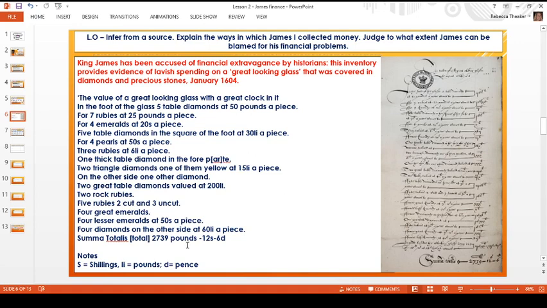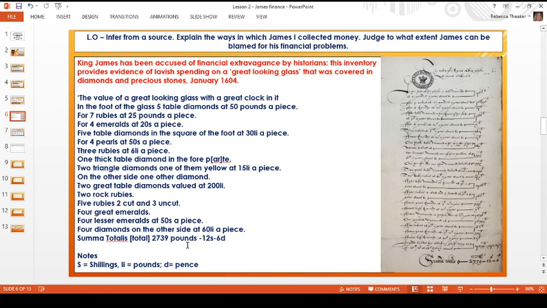And it says at the bottom here that on these diamonds he's spent £2,739, 12 shillings and 6 pence. Obviously that's by their monetary value, so it's not £2,000 in our day, it's £2,000 in their day, so this would have been a considerable amount of money.